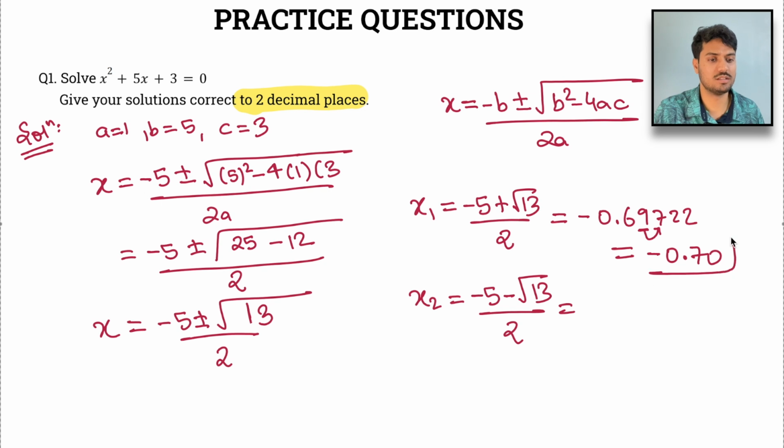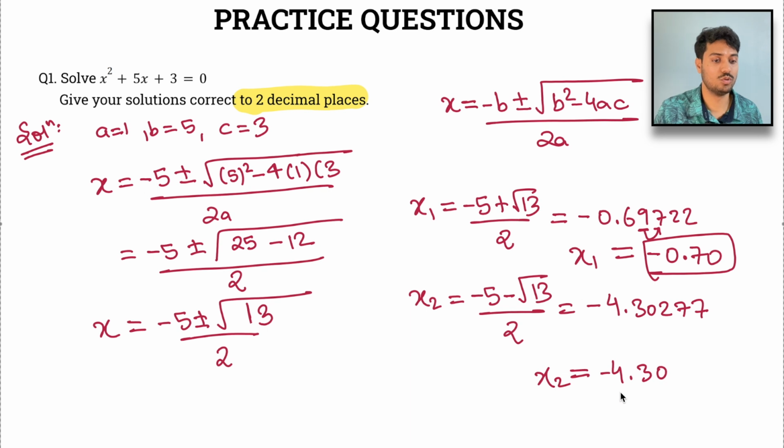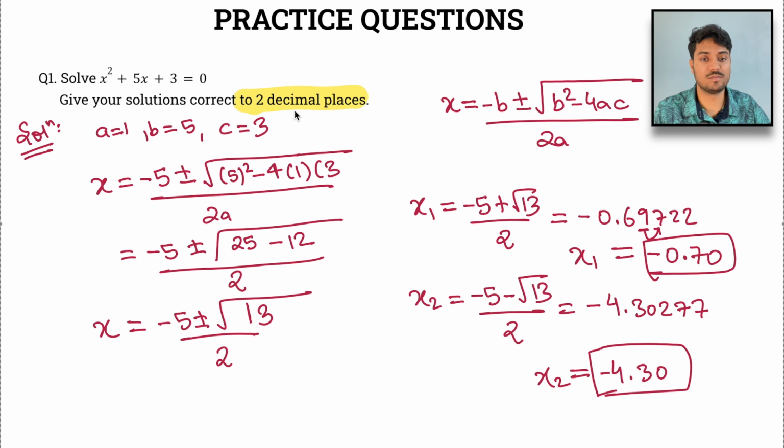This will be the answer. This will be your x1. Let's check x2. So we have (-5 - root 13) divided by 2, and the answer is -4.30277 and so on. So the value of x2 is going to be -4.30, correct up to 2 decimal places as mentioned in the question.